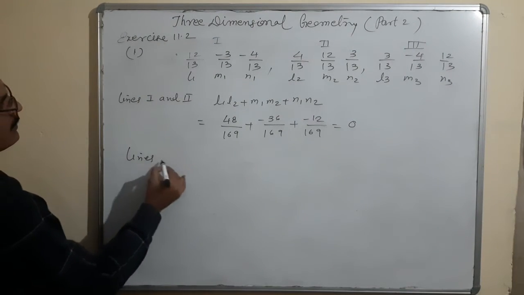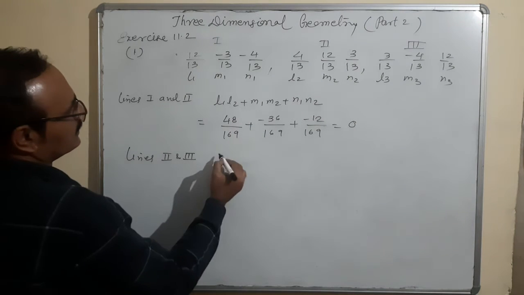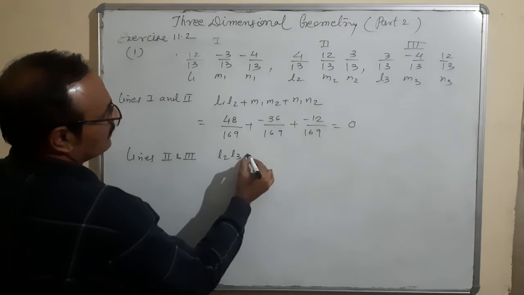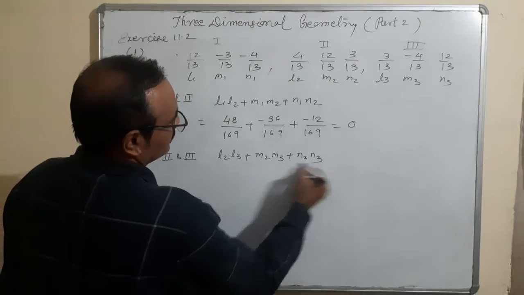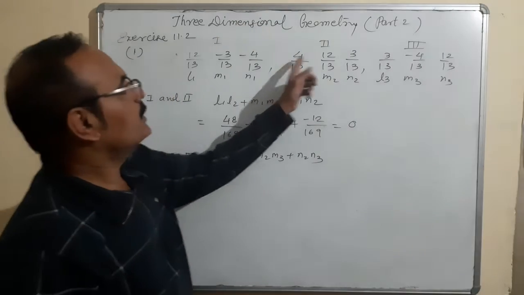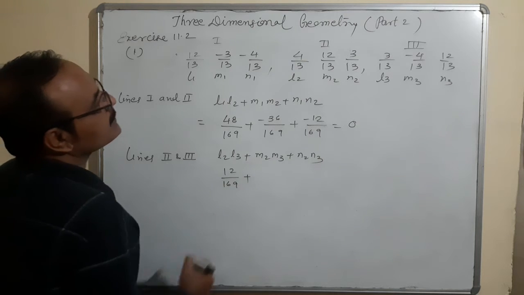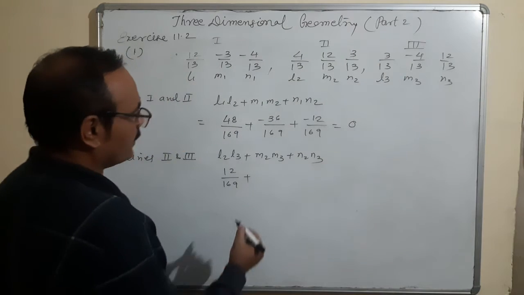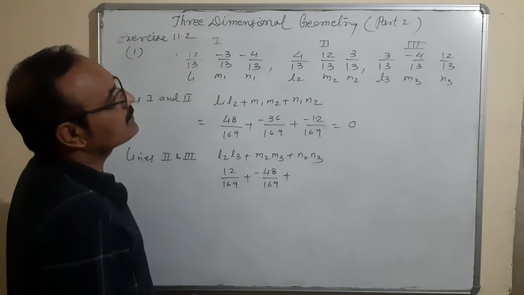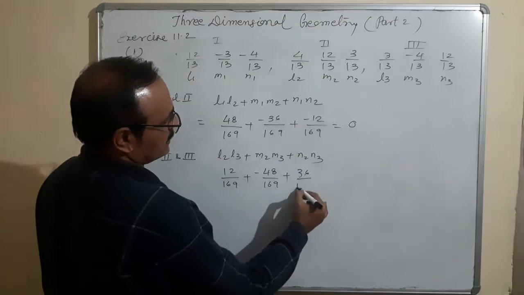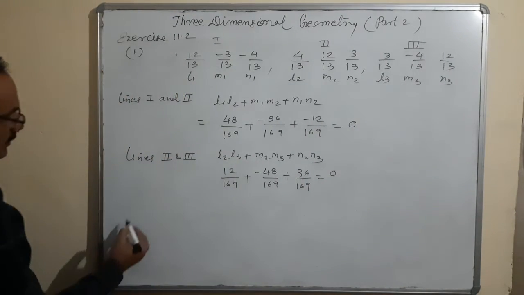Lines 2 and 3. So L2 L3 plus M2 M3 plus N2 N3. 4 times 3 is 12 upon 169, plus 12 times minus 4 is minus 48 upon 169, and plus 36 upon 169. That is 0. Perpendicular.